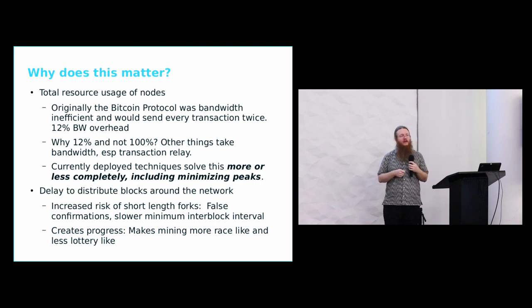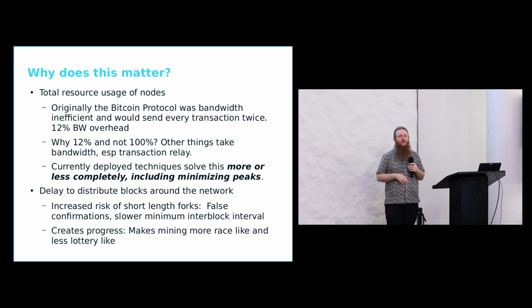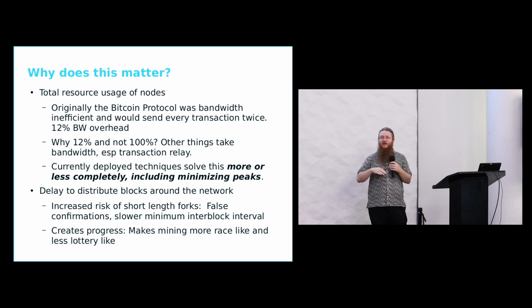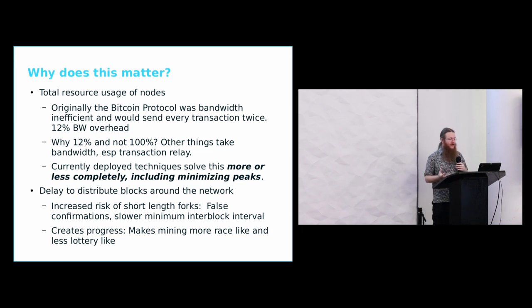And mining works more like a race. In a race, the fastest runner will always win, unless the next fastest is very close to them in speed. But if you have a runner that is 30% speed and a runner that's 10% speed, the 10% speed runner is never going to beat the 30% speed runner ever in a race. So mining is supposed to be like a lottery. Propagation time makes it more like a race.